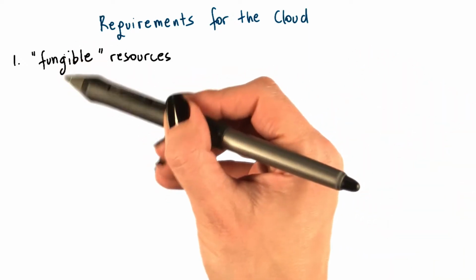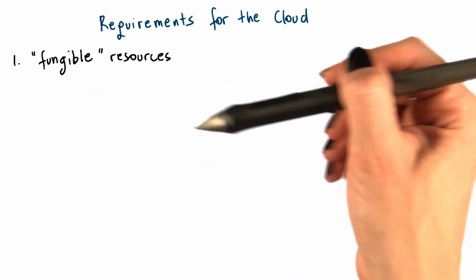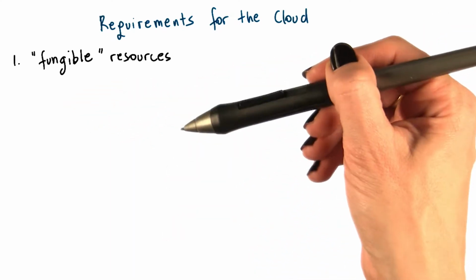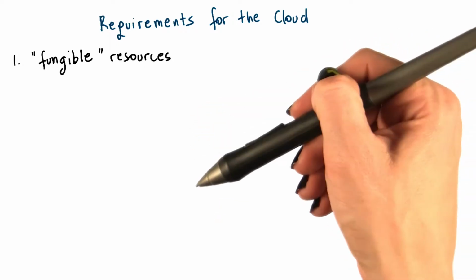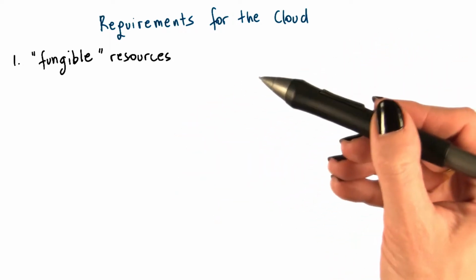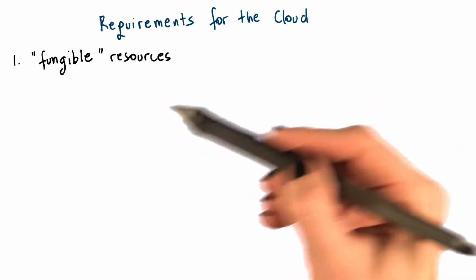This fungibility is also necessary in order to deal with some of the heterogeneity that exists within the cloud resources. You may have different generations of servers, maybe even different types of servers. And you don't really want the users to have to deal with that. You don't want them to be exposed to the level of heterogeneity.